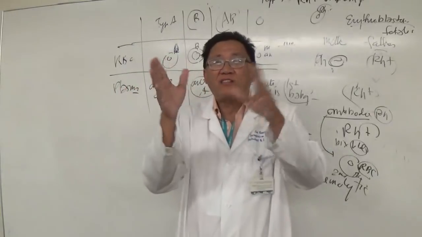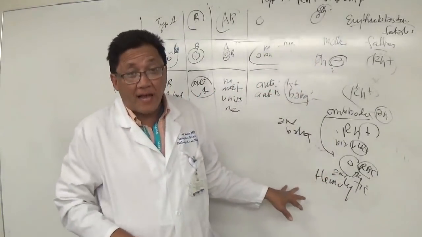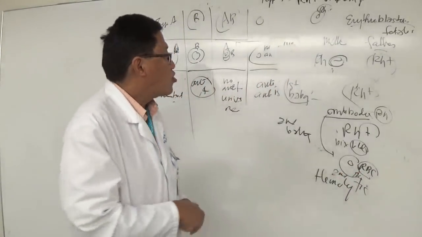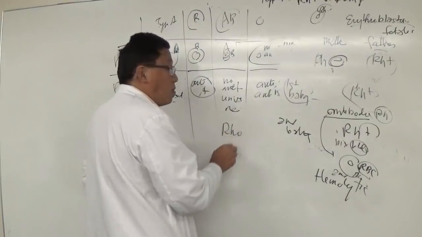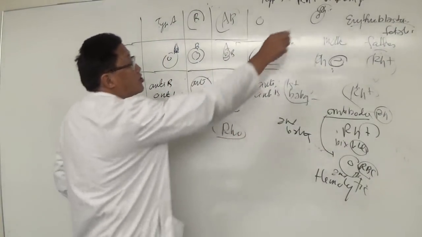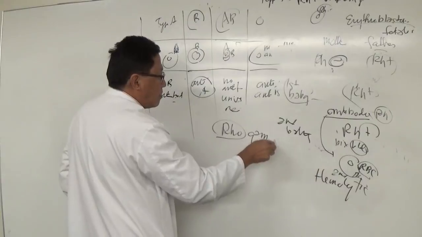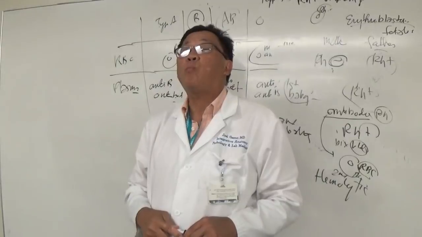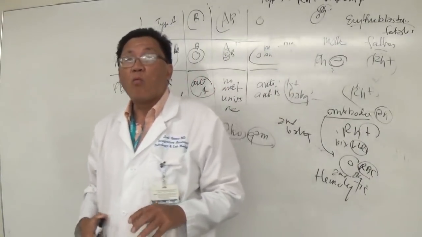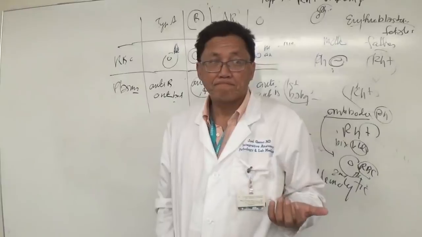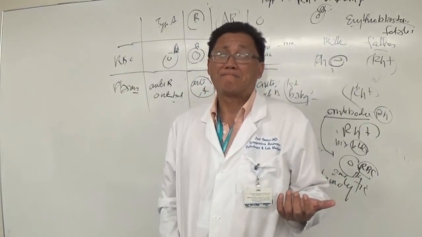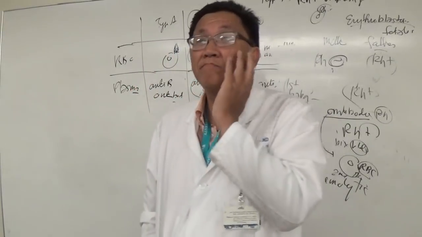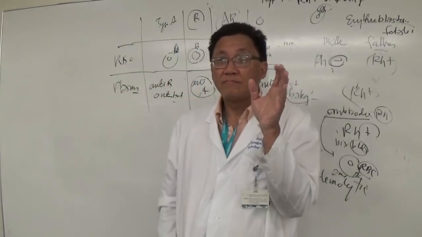Okay, those are all possible questions. So, second baby will die, right? If nothing is done, how will you protect the second baby by giving the mother what? RhoGAM. Rho, from the word Rh. What is gam? Gamma. Gamma what? Globulin. What is gamma globulin? What is a globulin? Protein.